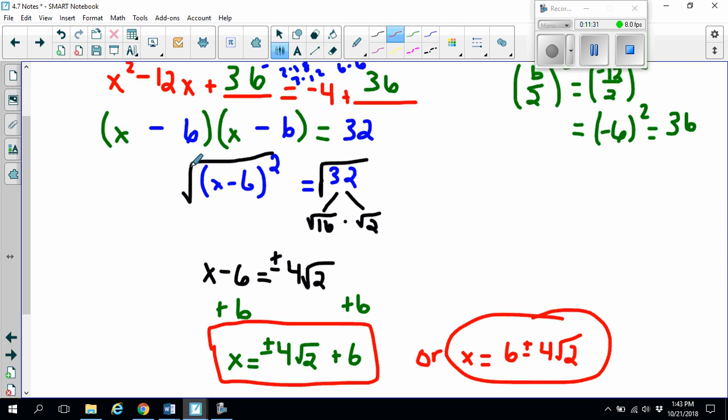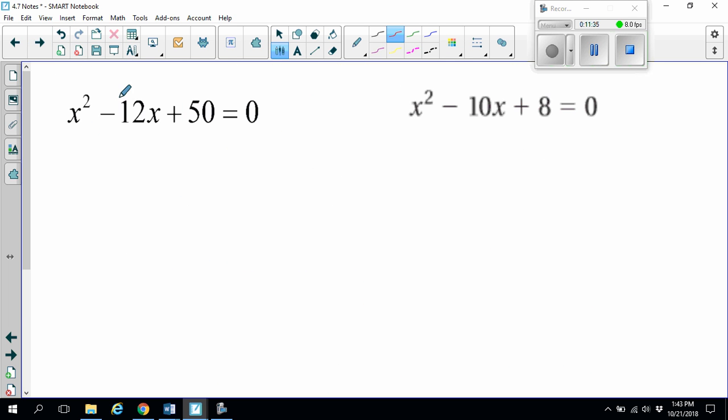Okay, let's go ahead and try another problem. So once again, we're going to do x squared minus 12x plus 50 equals 0. And what we're going to do is solve this by completing the square. Now, in order to do that, our first move is to move the constant over to the other side. So to do that, I'm going to subtract 50 from both sides.